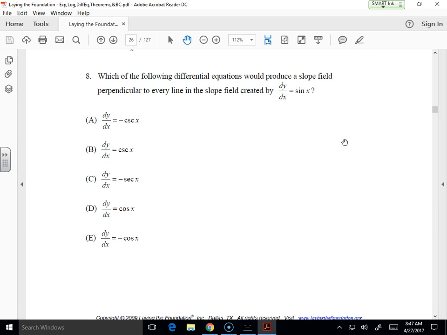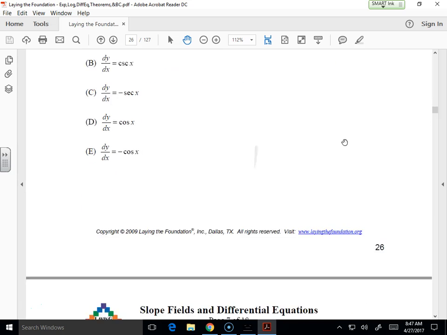A function that will produce a slope field means the slopes from the differential equation need to be opposite reciprocals to all the slopes. So all the sine values are going to be opposite reciprocals to what? Cosine? Secant? Cosecant? Cosecant is the reciprocal of sine. So negative cosecant. So A. Remember, sine gives you slopes, so you need something that will have the opposite reciprocal slopes. So just take the opposite reciprocal of sine, so 1 over sine times a negative is negative cosecant.